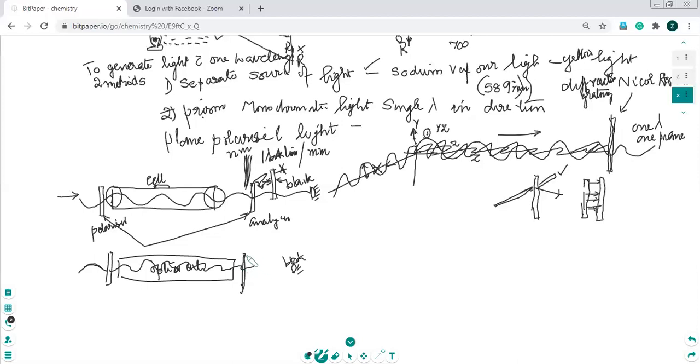What you do is, you rotate this slit. When the slit is in this plane, slowly rotate it till you see the light coming out. The moment you see the light, stop at this point. Okay? Now measure this angle.